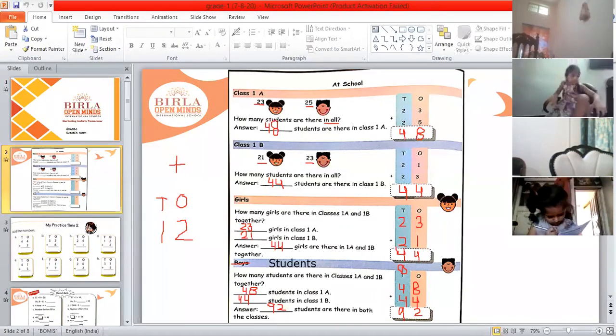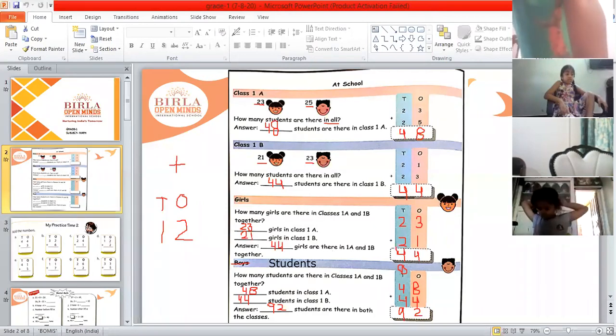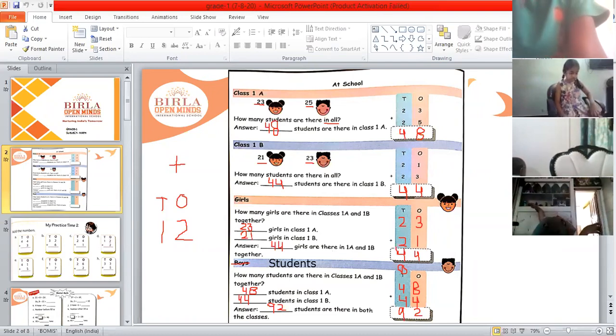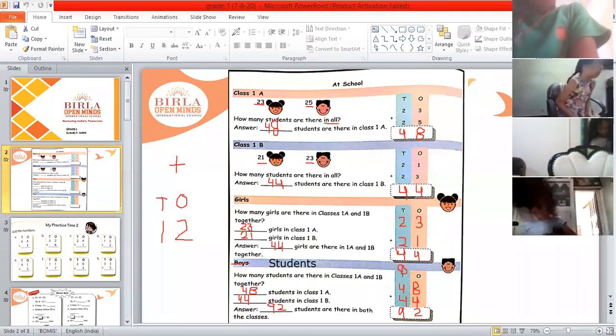Yes, so now those who have completed, they can take out their math textbook. Children, open page number 71 of your math textbook. Open page number 71 of your math textbook.